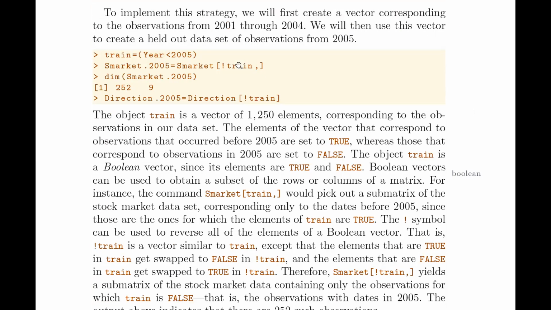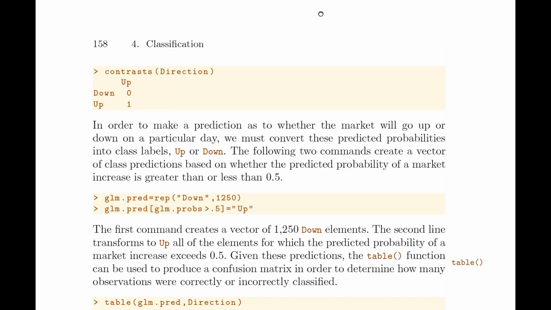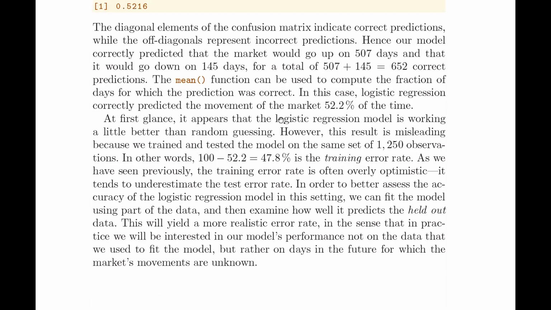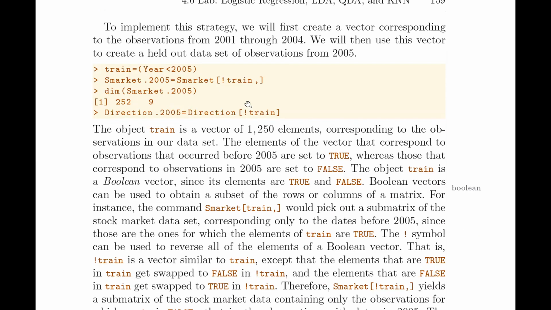Are we taking a holdout data set? So as your training data set, you're partitioning your data into two segments: the data that's less than 2005 and the data that is not less than. When you say exclamation mark, that means not.